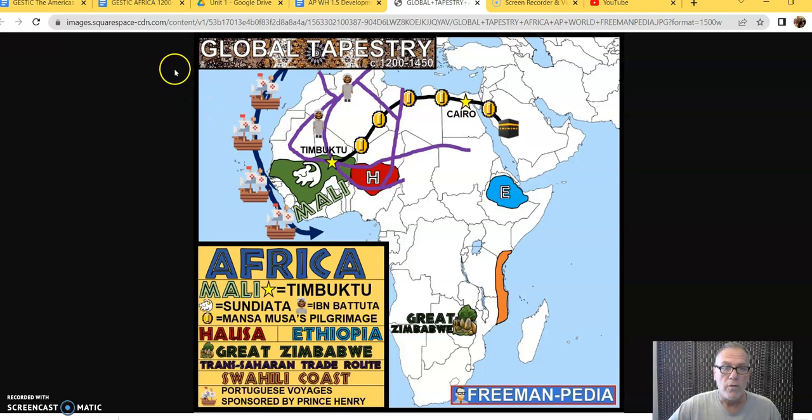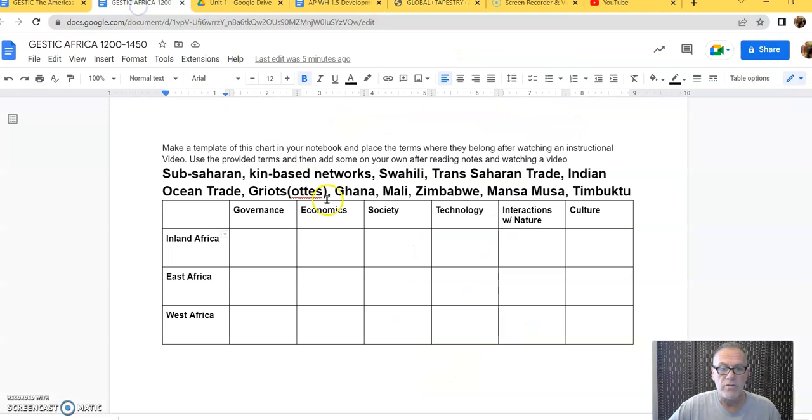Now, one of our goals by the end of this block of instruction is that you'll be able to take these vocabulary words, which are from your textbook, and these videos are no substitute for reading the text on your own. You should do this in combination with this video, read the book. And you want to take some of these terms and you want to plot them: Inland Africa, and I'll explain that in a second, then East Africa and West Africa.